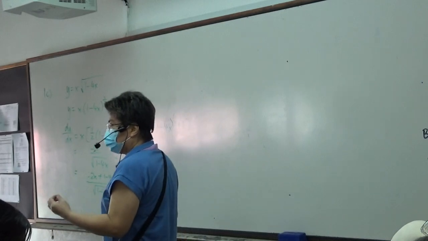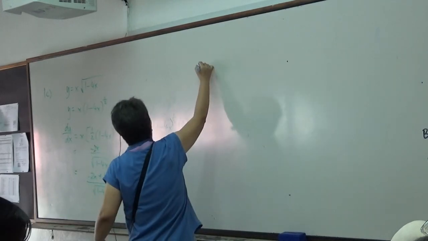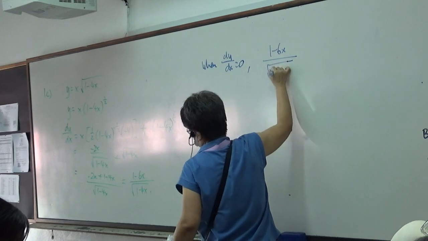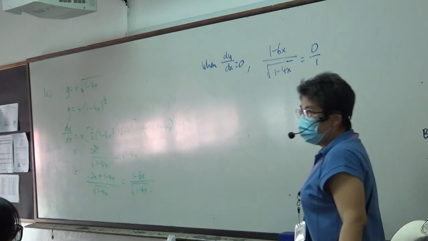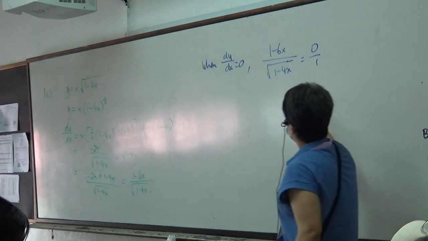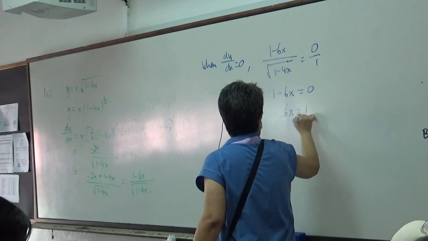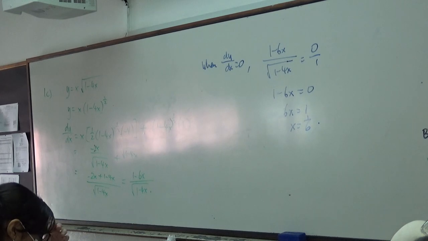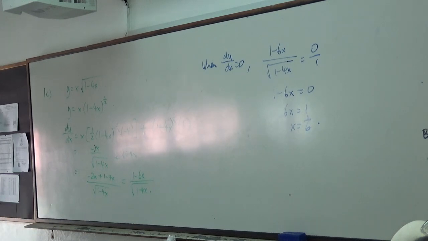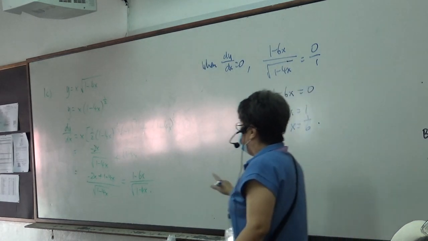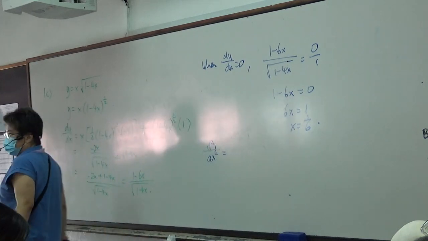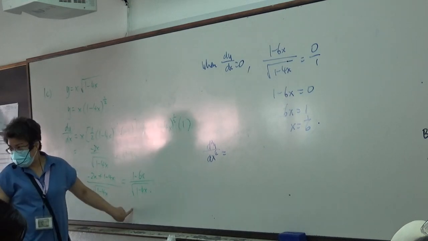They want to find the stationary value. So what should I do? Set dy/dx equal to 0. Zero is 0 over 1. I cross multiply. x will be 1/6. Everybody okay? Yes or no? Okay. Then I want you to go and find d2y/dx squared. Differentiate this one.